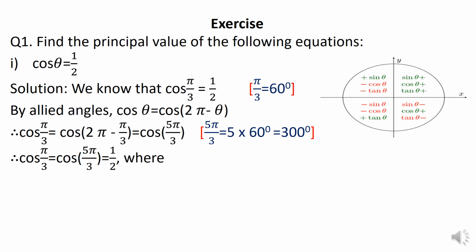Now let us check whether pi by 3 and 5 pi by 3 fall between 0 and 360. So this way we check it. Is 0 less than pi by 3? Yes, 0 is less than 60 degrees, isn't it? And similarly, is 60 degrees less than 360? Of course it is. So we write 0 less than pi by 3, which is less than 2 pi. What about 5 pi by 3? As we know, 5 pi by 3 is 300 degrees. So 0 is less than 5 pi by 3, which is less than 2 pi. So both these angles are falling within the domain which we decided for the principal solution.